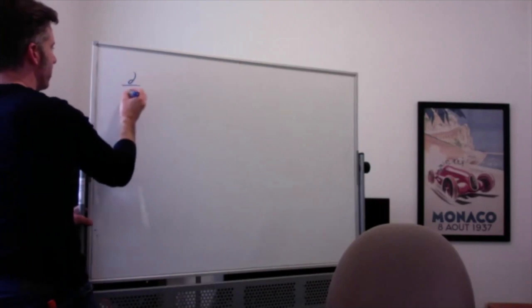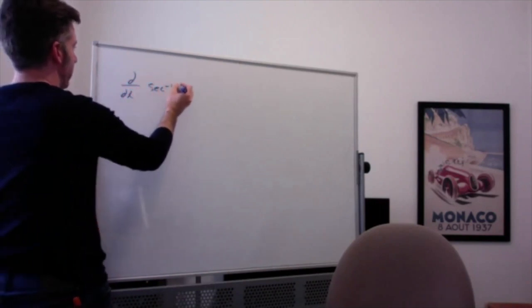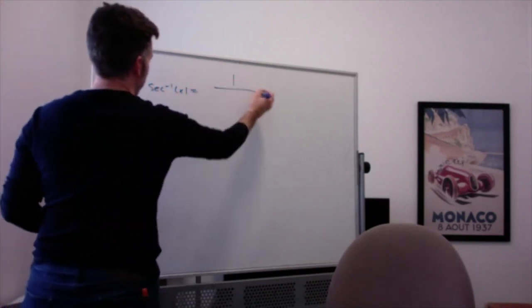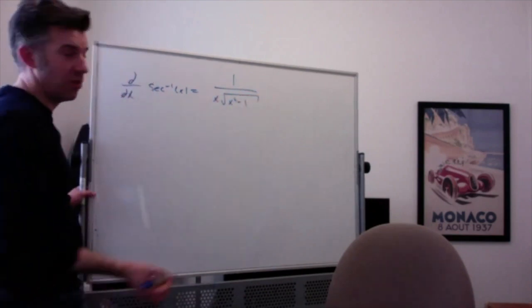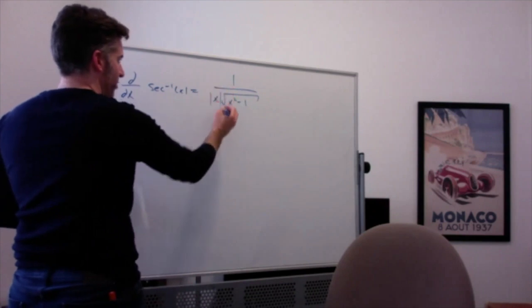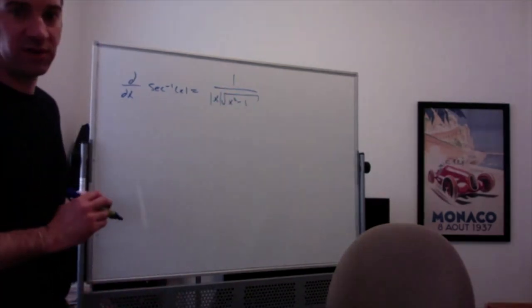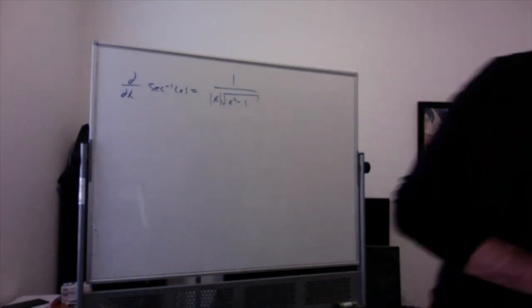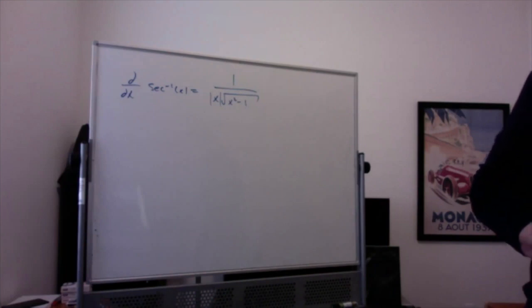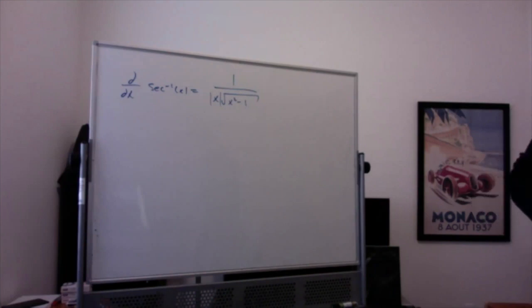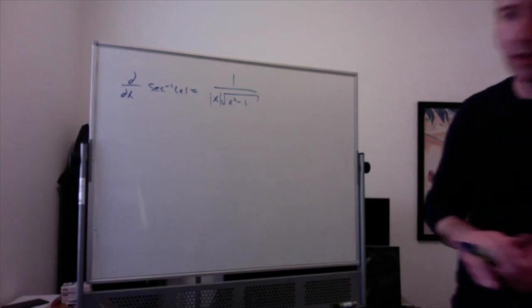So did you guys learn that the derivative of the inverse secant of x is equal to 1 over x times the square root of x squared minus 1? Or is it 1 over the absolute value of x times the square root of x squared minus 1? Or have you guys not done it yet? Well, either way, here's what I'll say. Your book definitely does it with the absolute value.